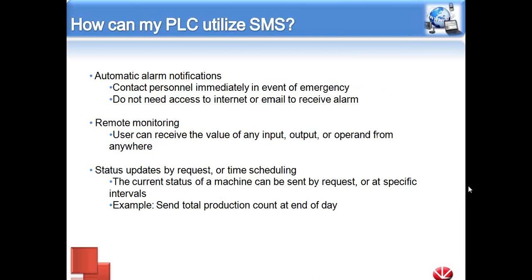So how can your PLC utilize an SMS? We have a couple different things we can do. First, probably most important, is an automatic alarm notification. If something does go wrong with your machine, an alarm goes high, a temperature gets too hot, whatever the case may be, you need to know immediately. We can instantly send a text out to the person that needs to know. They can arrive on the site, make the changes that need to be made, and they don't need access to internet or email to receive the alarm. All they need is to be in an area that has a good cellular signal.